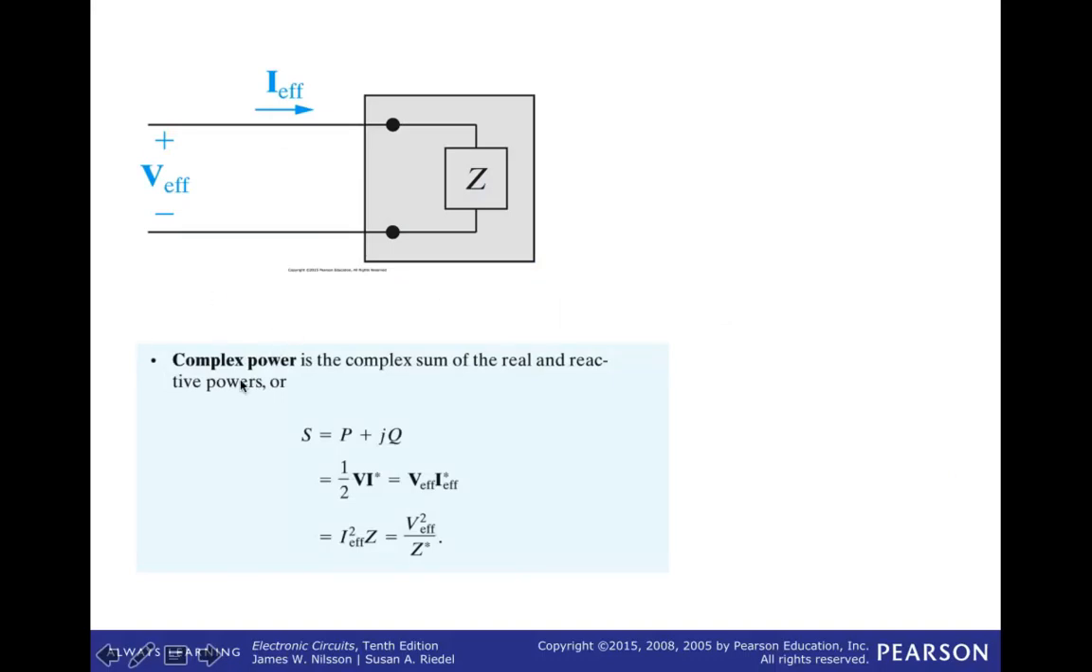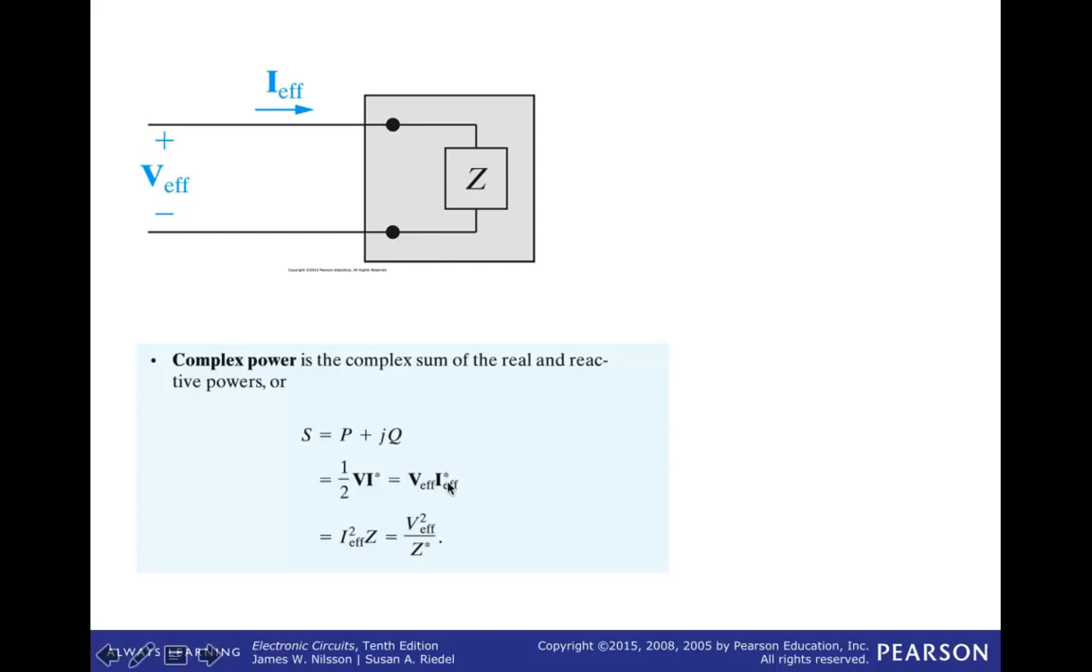So there are other ways to write complex power. P plus jQ is one. It can also be written in terms of the voltage and current in a load. I want to point out at this point, this can be anything. As long as we have a voltage and a current, then the complex power is calculated where voltage is phasor voltage and current is phasor current. It's 1/2 V I star, where star is the complex conjugate of I. If we have V and I in terms of RMS, then it just becomes V effective, I effective star.